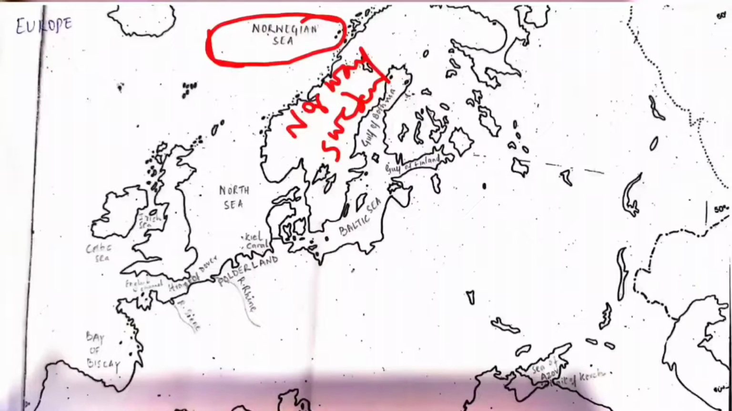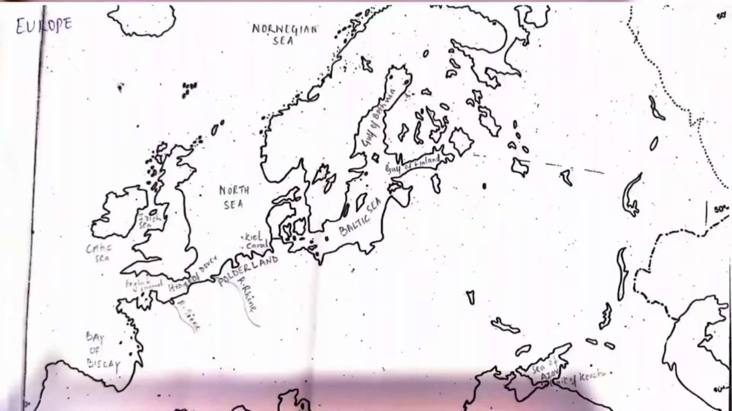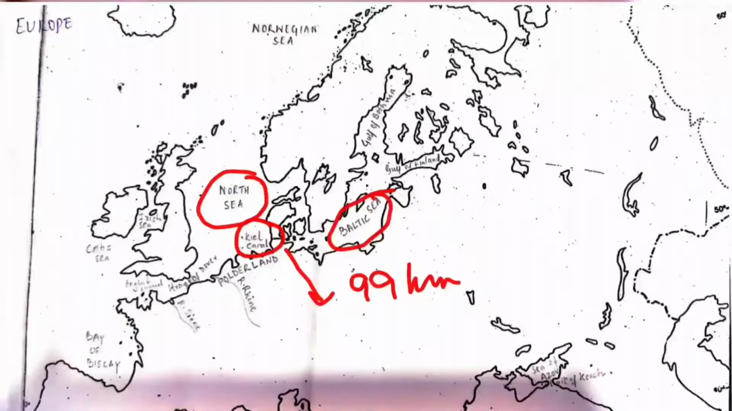To the south of this we have the North Sea, to the east of the UK. So you have to remember the Norwegian Sea and then the North Sea. Coming to the south of the North Sea, we have the Kiel Canal. Kiel Canal is a 99-kilometer long canal, and it connects the North Sea to the Baltic Sea. It is a canal in between here.